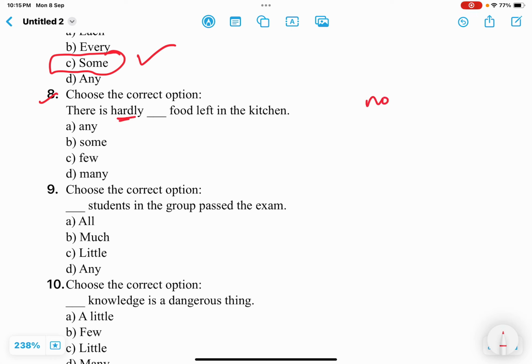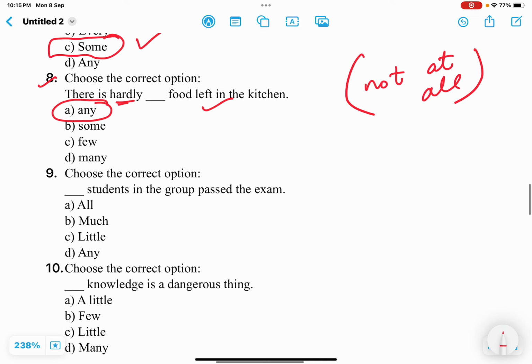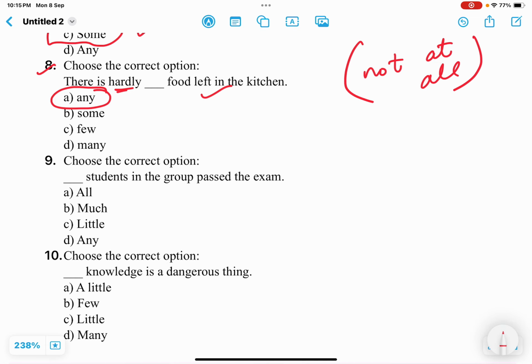Hardly means almost no, a very rare thing. So there is hardly any food left in the kitchen. So once again, negative sense. So any, there is hardly any food left. Hardly any food left in the kitchen.